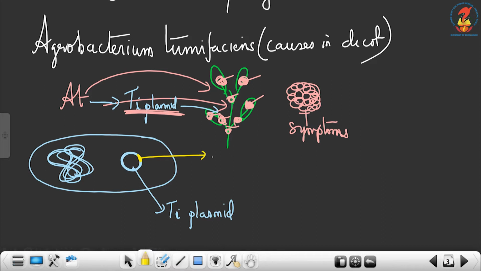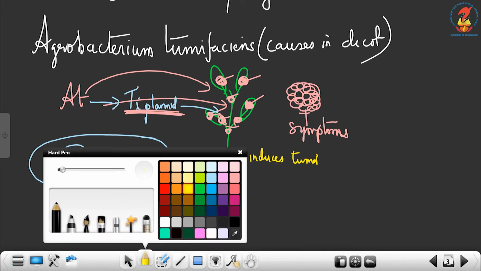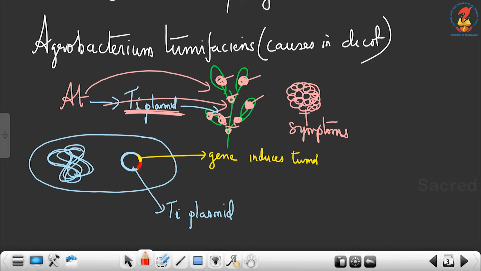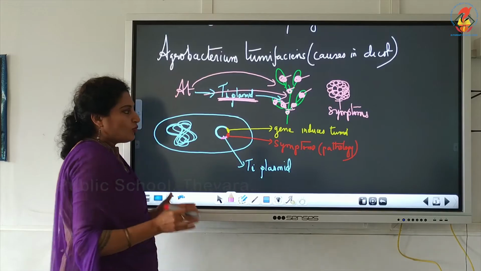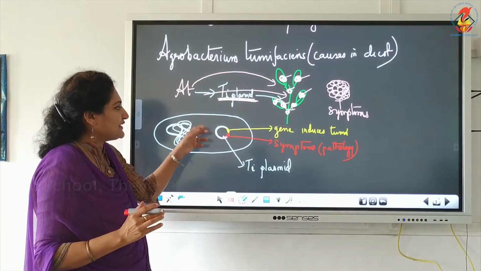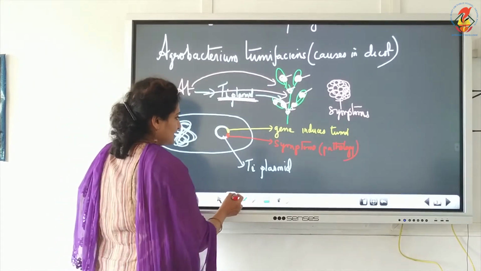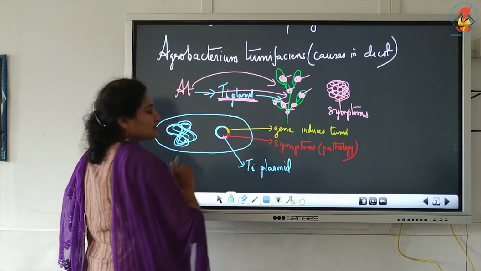So, let the yellow be the gene that induces tumor. Then another part, I will give it in red, this gene that brings about all the other symptoms of pathology, other symptoms. Then some more genes that bring about destruction to the plant. Now what the genetic engineers did is they manipulated this. How did they manipulate it? It was disarmed.